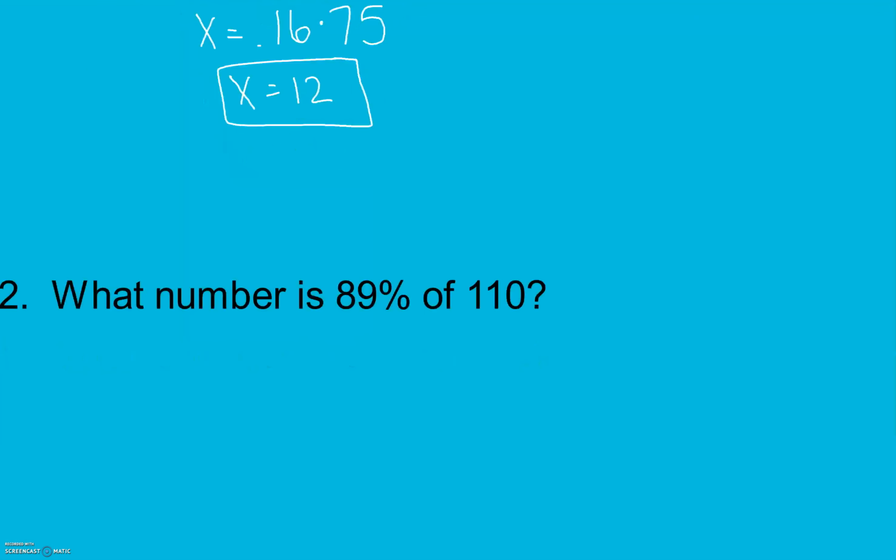What number, our part, and we don't know it, so it's our x, is means equals 89% of means times 110. Again here, I get rid of my percent sign by making it a decimal. 0.89 times 110. When I multiply here, I get 97.9.